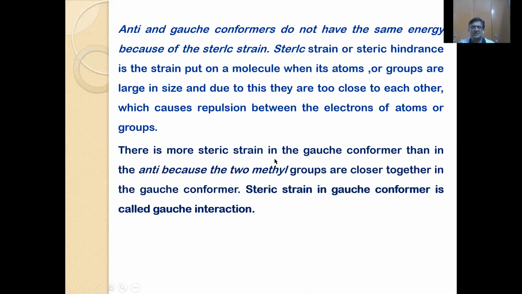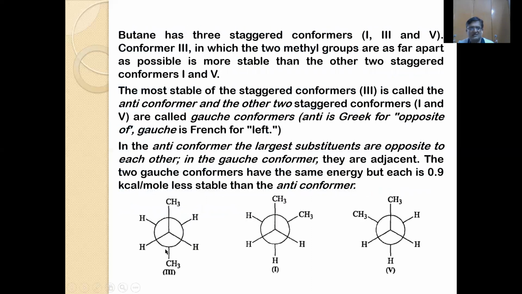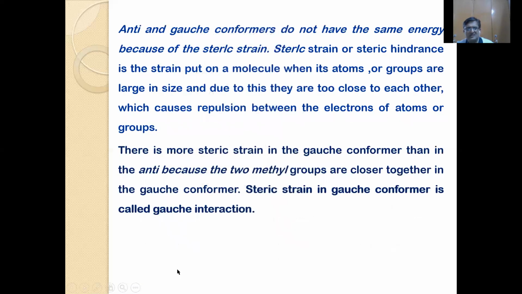There is more steric strain in the gauche conformer than in the anti, because two methyl groups are on the adjacent side in the gauche conformer. They are adjacent to each other here and here, but in the anti conformer you will find they are far away from each other. So that's why steric strain in the gauche conformer is called gauche interaction.